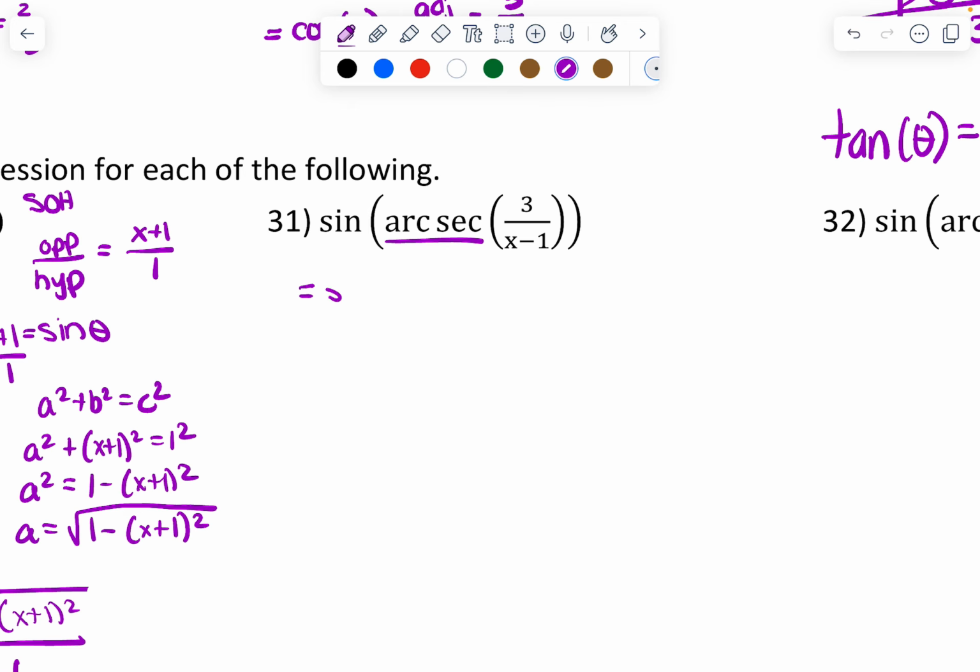Therefore, we want to try and work with them as much as possible. So if I rewrite this, I get sine, and I'm going to change this to arc cosine. But when I use the reciprocal, it's also going to reciprocate my input. So I end up with x minus 1 divided by 3. Now for cosine, we have adjacent over hypotenuse. So x minus 1 is the adjacent side. Therefore, 3 is our hypotenuse.